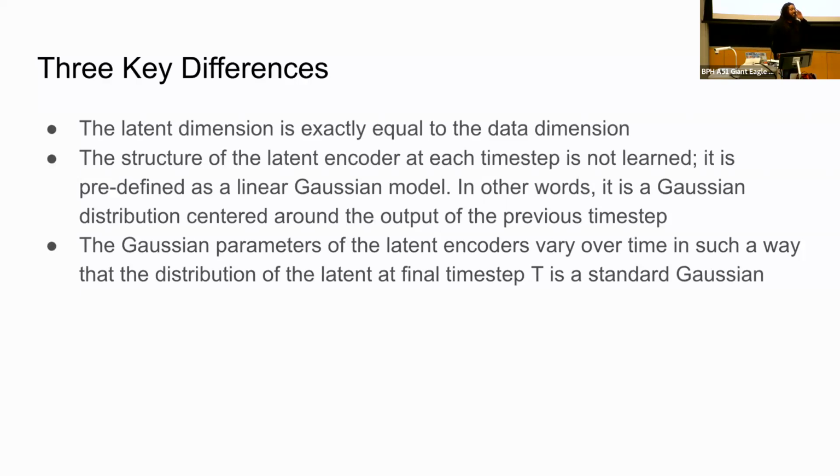Basically, what this is saying is that we make all the latent dimensions the same size. We don't learn the posterior. We define it, and then we match it to what we're trying to learn in order to get the best outcome.